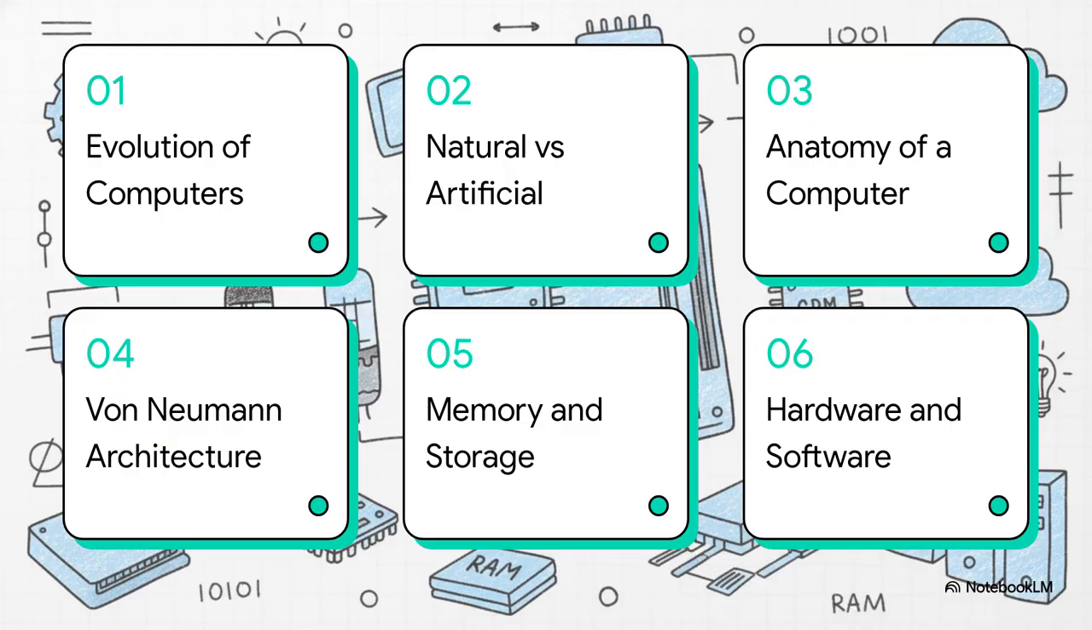Here's our roadmap for the teardown today. We'll breeze through the evolution of computers, compare natural and artificial systems, break down the physical anatomy, dive into the von Neumann architecture, explore memory and storage, and wrap up with hardware and software engineering. Let's get right into it.